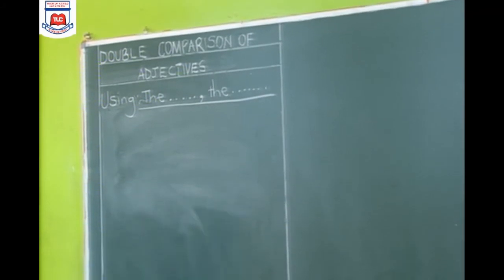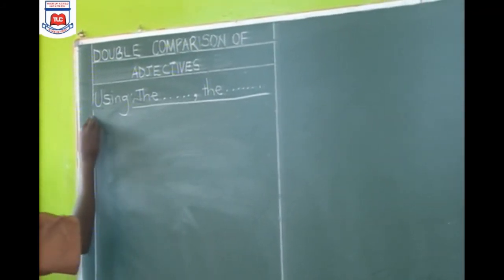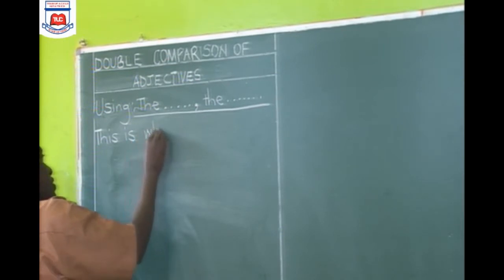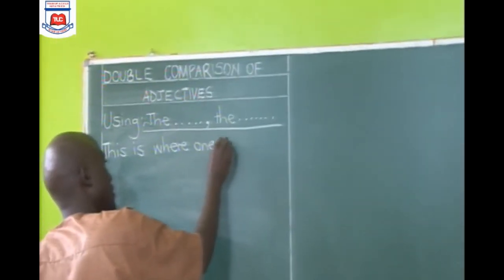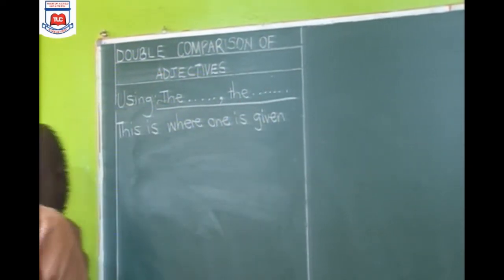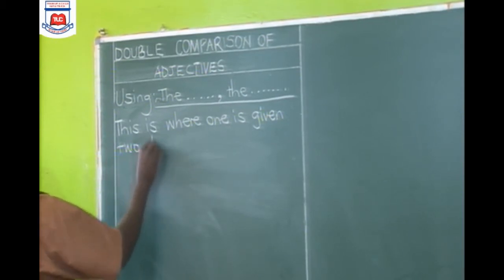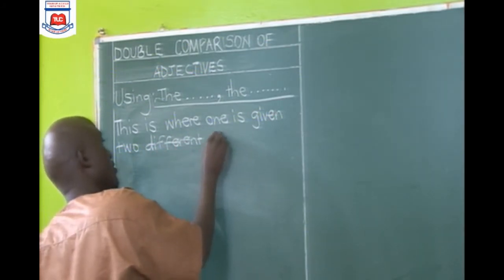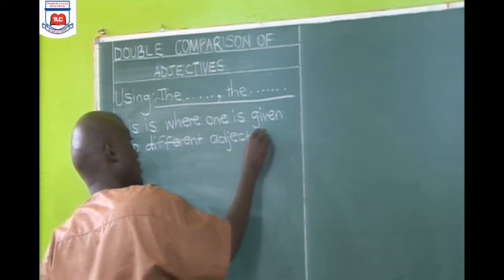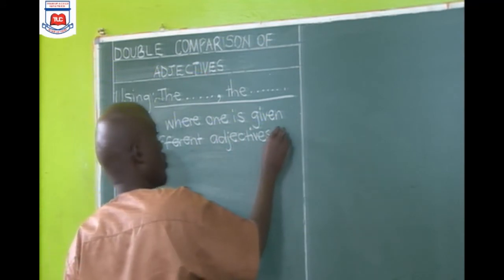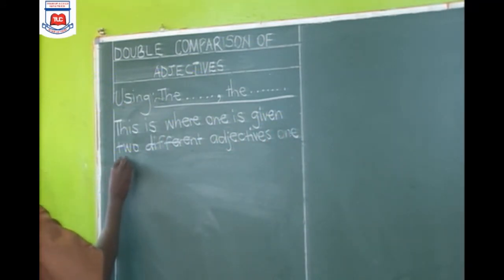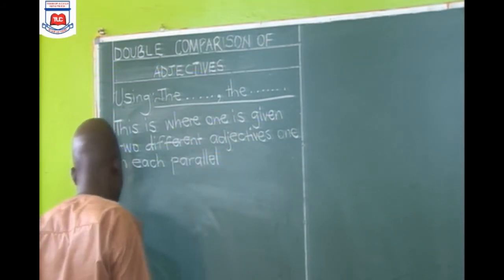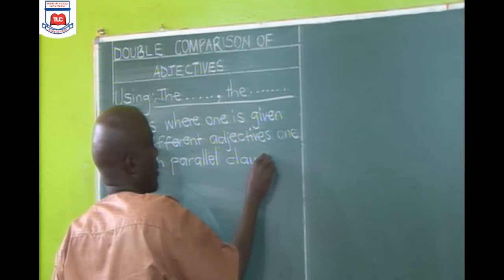So here, let's start off by saying this is where one is given two different adjectives, one in each parallel clause.